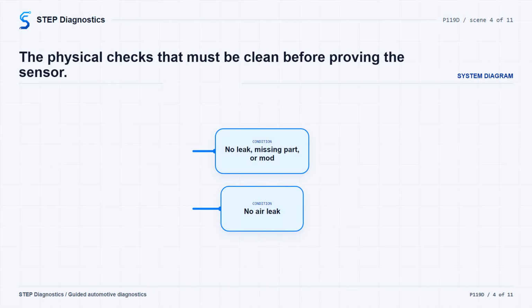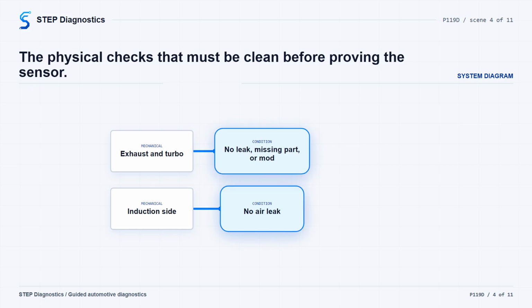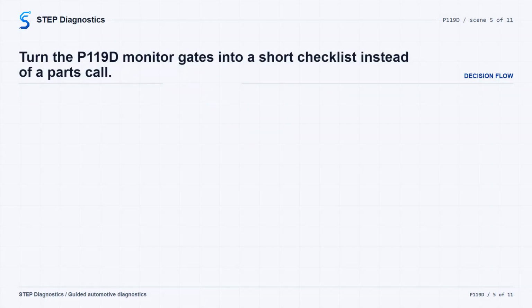If the related code check is clean, inspect the conditions that can make the NOx reading believable but misleading. Verify there is no induction system leak, and verify the exhaust and turbocharger side is not leaking, missing components, or modified. If one of those conditions is present, correct it as needed before trying to prove out the sensor. Now reproduce the operating conditions for the code.